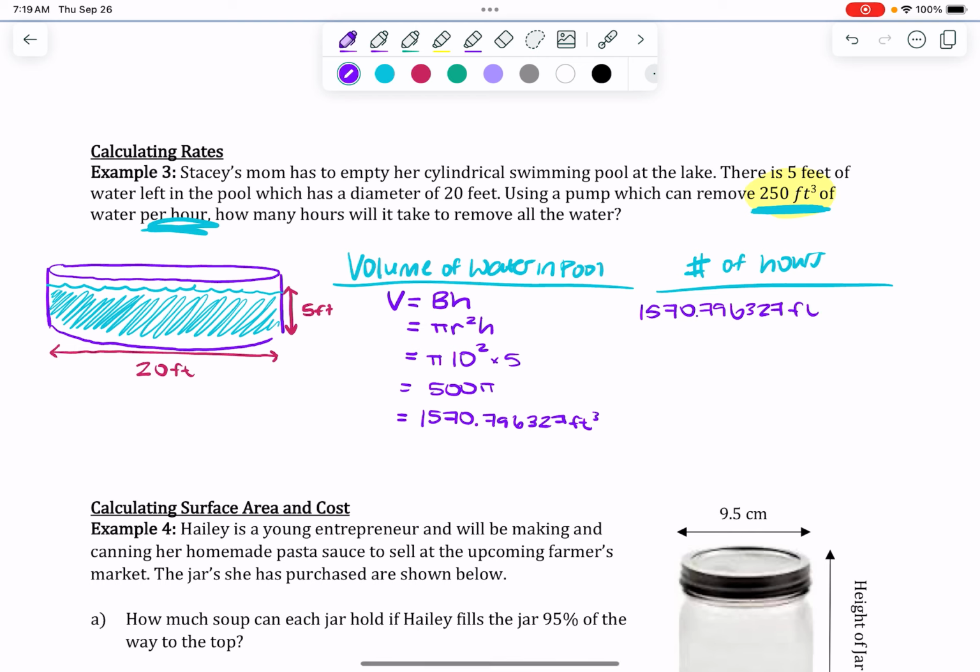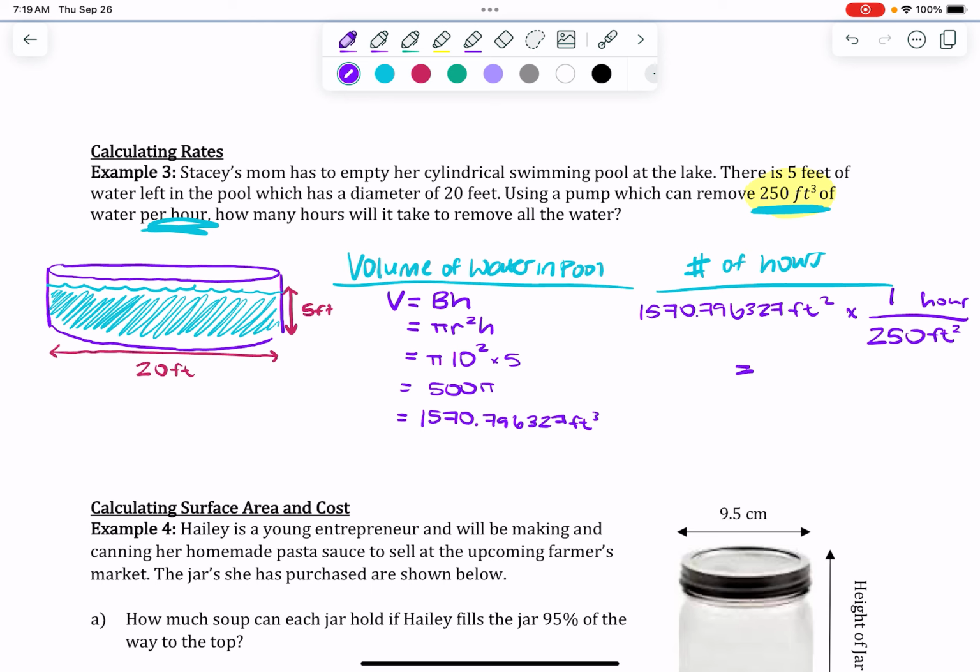1570.796327 cubic feet. I want to get rid of cubic feet. That has to go on the bottom. And I want to end up with hours at the top. Then I plug in the values I know for that conversion. I know it takes 1 hour to remove 250 cubic feet. And we need to get that answer.